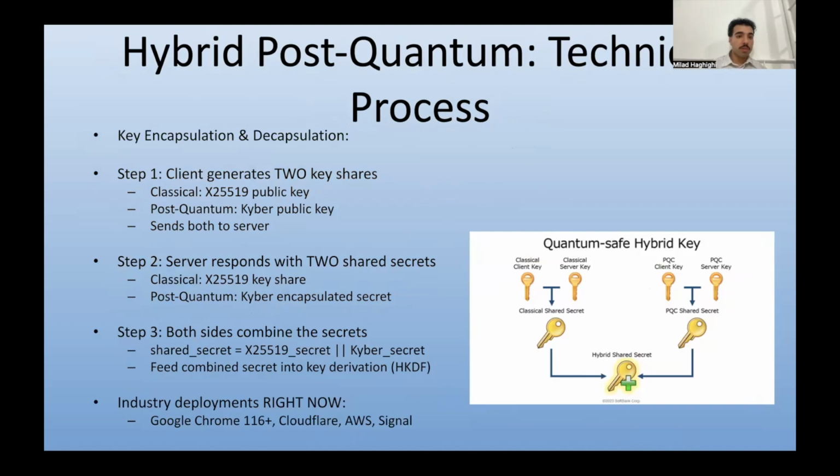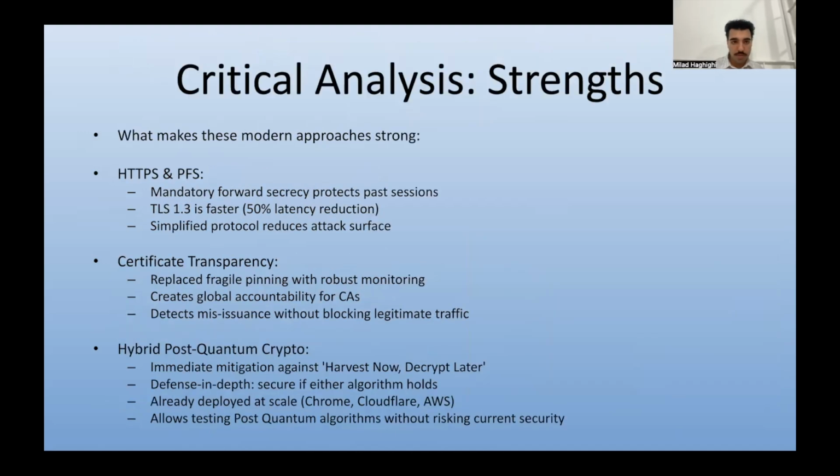How this actually works in practice is the client will generate two key shares, a classical and a post-quantum, and send them to the server. The server will respond with two shared secrets, a classical and a quantum, and then both sides will combine their secrets to create the hybrid key. And this is actually in deployment right now in Google Chrome, Cloudflare, AWS, etc.